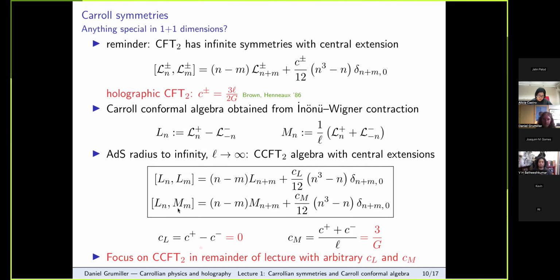So in the remainder of my lecture, I will now focus on Carrollian conformal field theories with arbitrary values of CL and CM. So I'm not necessarily restricting myself to this limit of Brown and O. I'm allowing more general situations. From a holographic perspective, for instance, because you may want to discuss also topological massive gravity or other gravity theories where you have a gravitational anomaly and CL is non-zero, or because we're just intrinsically interested in Carrollian CFTs without any holographic motivation.